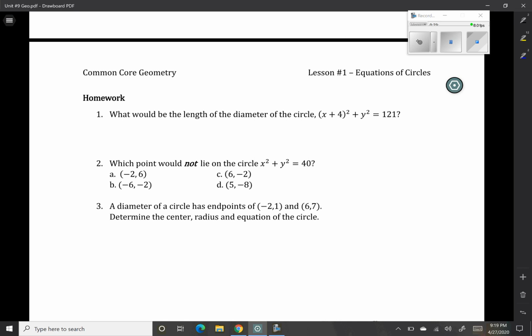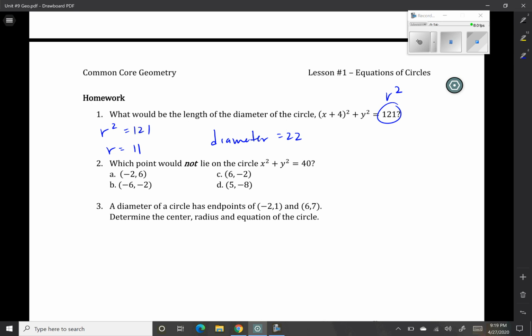All right, so welcome back. The first question says, what will be the length of the diameter of the circle given here? For the diameter, all I really care about from this equation is the radius. This represents the radius squared. The radius squared is 121, so the radius is going to be 11, since 11 squared makes 121. Since the radius is 11, the diameter is 22. The relationship between radius and diameter is that the diameter is twice the radius.